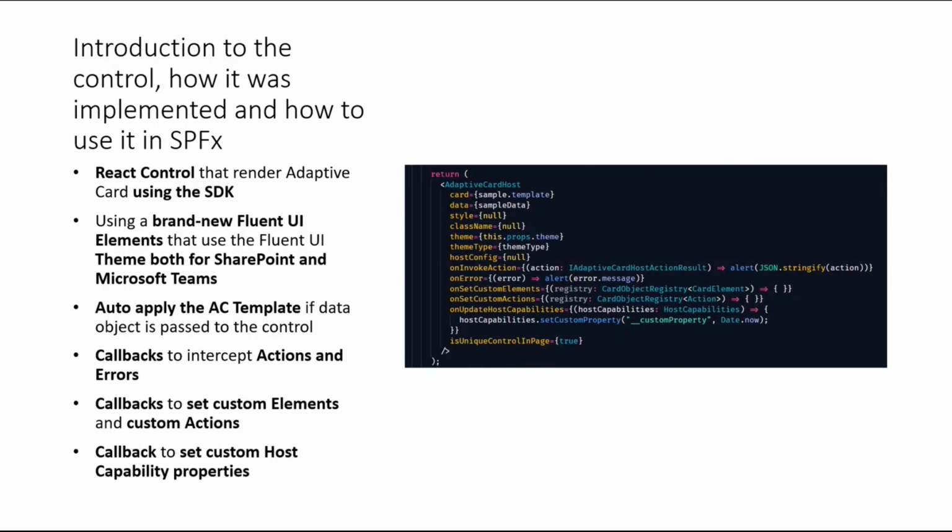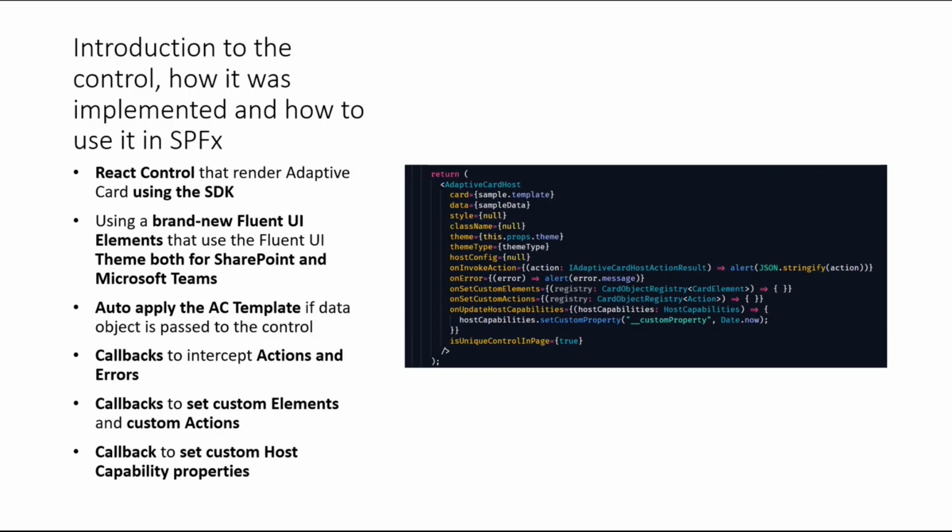For example, if you click some action buttons, we are able to intercept this action and then write the code to do something. And it's designed to be extended by creating custom elements and custom actions. There are two callbacks to register new card elements and new actions inside the Adaptive Card SDK. Of course, another callback is used to register a custom property inside the host capability of the adaptive card, basically by using a key and a value.